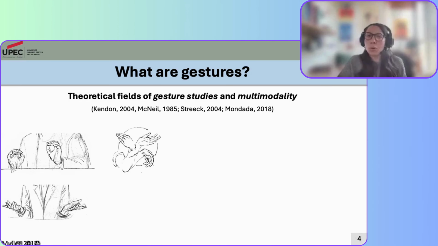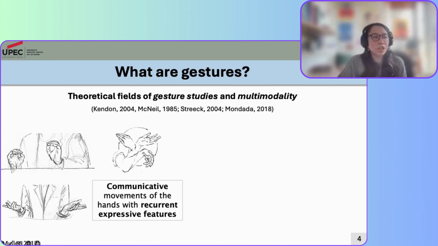And so one simple definition of a gesture is a communicative movement of the hand with recurrent expressive features. That's one basic definition. It's not just a mere movement. It's not a movement to perform an action or an activity. It is a movement that is communicative with a degree of expressiveness. And they tend to have recurrent features as well, but I'll get back to that. Another close notion is the fact that we produce these gestures a lot, but they're not just random gesticulations that happen to be produced.